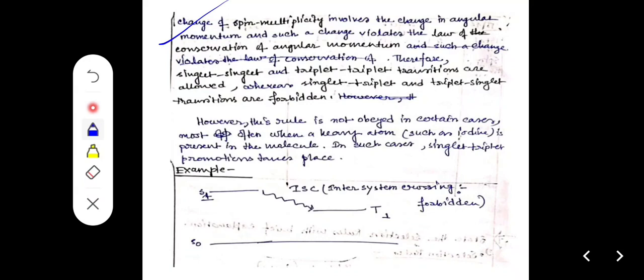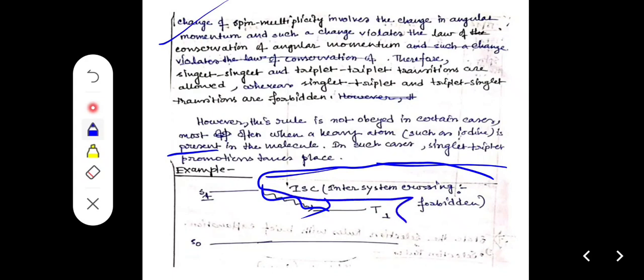However, this rule is not obeyed in certain cases, mostly when heavy atoms such as iodine are present in a molecule. In such cases, singlet to triplet transitions take place. So when S1 goes to T1, energy is needed, and this process is termed inter-system crossing, and it is a forbidden process as it violates the spin selection rule.